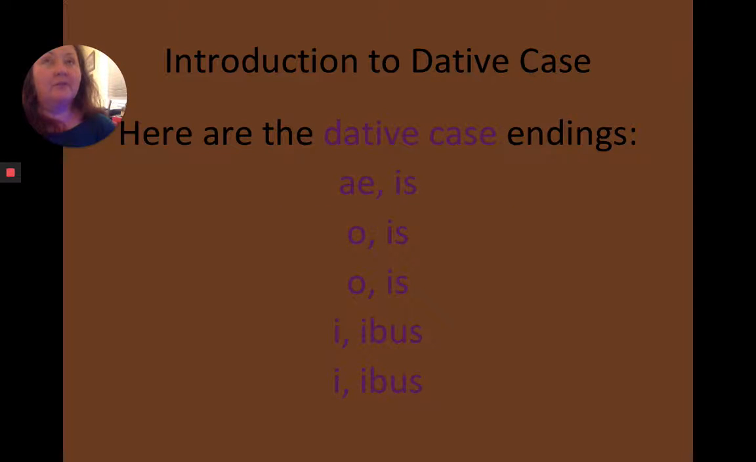Now, that means you have some new endings. Here are our dative case endings that you need to get familiar with, but you will notice masculine and neuter second declension are both OIS. And all of third declension is IBUS, so you really only have 3 pairs of endings to learn instead of 5. And we're going to take a look at some of those in a sentence right now.